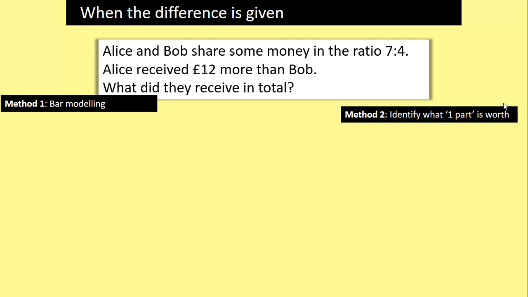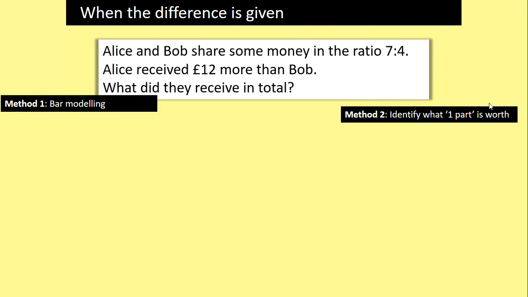Good afternoon. Today we are going to learn how to work out a total when a difference is given in a ratio question. I'm going to show you two different methods. Method one is bar modeling, which is more visual and representative, and method two is identify what one part is worth. Method two will be useful once you develop your visual modeling, and you may not even need to write anything down. You can do it in your head only. So let's have a look.